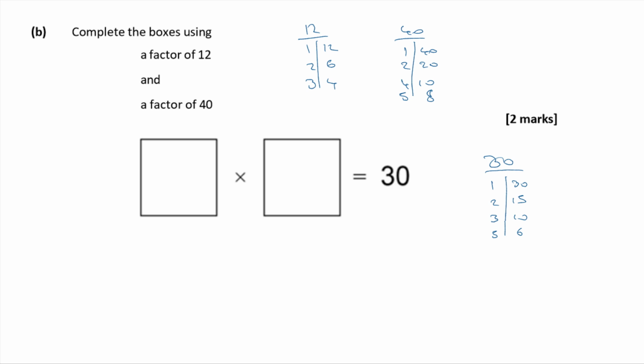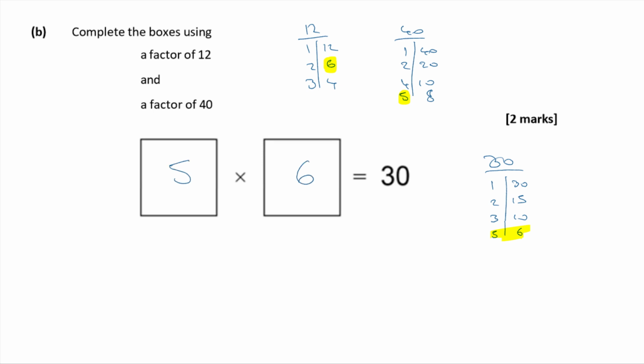Well, I suppose I could take 5 and 6, couldn't I? So 5 and 6, I've got a 6 there and a 5 there. So 6 is a factor of 12, 5 is a factor of 40, multiply them together, I get 30. So I'm going to go for 5 and 6.